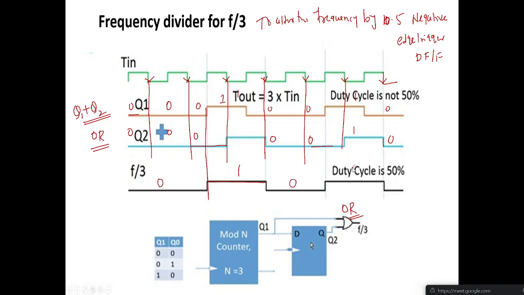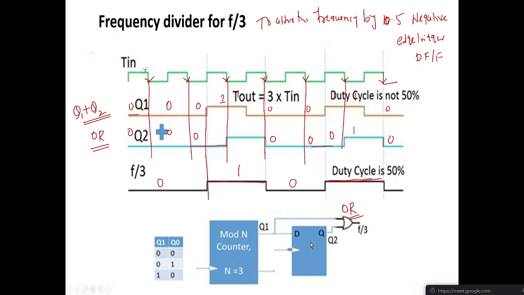This is also again the negative edge of the clock. I'm making an OR gate of Q1 and Q2, the OR operation. So again, here what happens? This becomes 1 OR 0, which means 1 only.